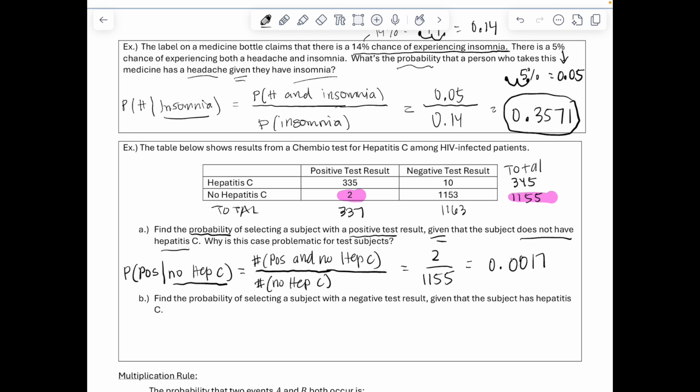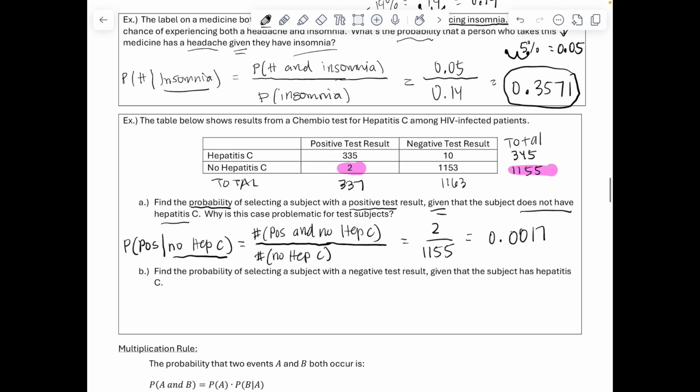The question on there also says, why is this case problematic for test subjects? And so they got a positive test result even when they did not have hep C. So you'll notice it's just a couple people, but it still would be problematic since that would cause anxiety for that test subject.